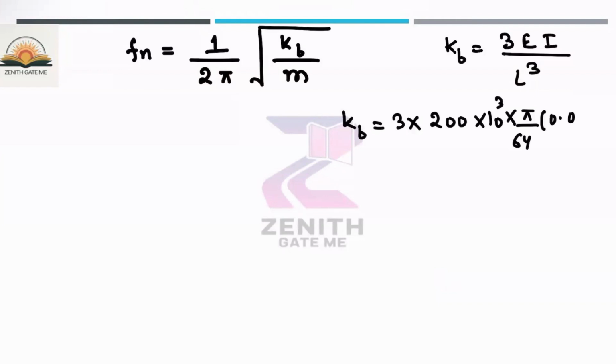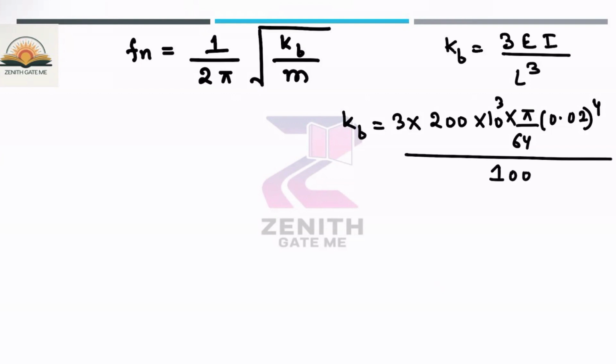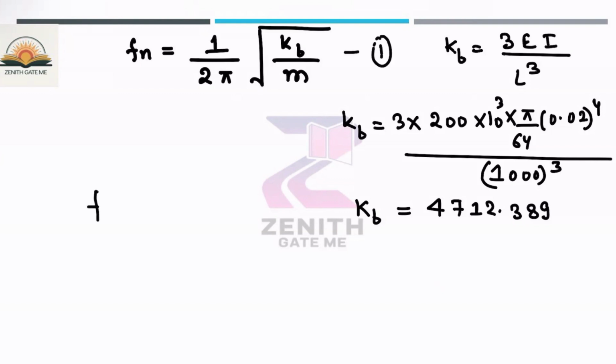So I can write the diameter value as 0.02 to the power of 4, because it is in mm. Now divided by L cube. The length of this beam is 1000 millimeter, so this will become 1000 to the power of 3. Once you solve, the stiffness value you will get is 4712.389.